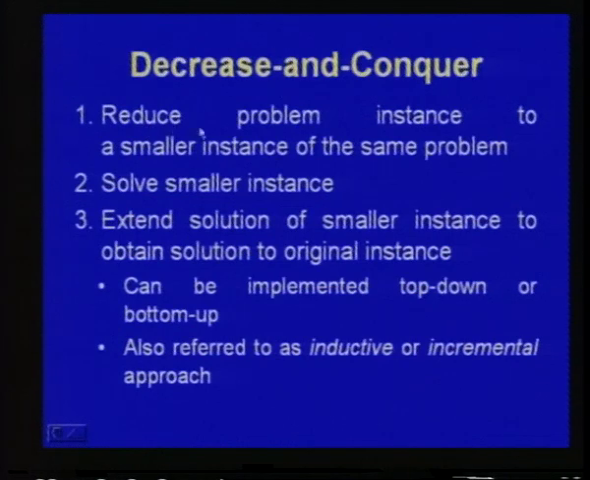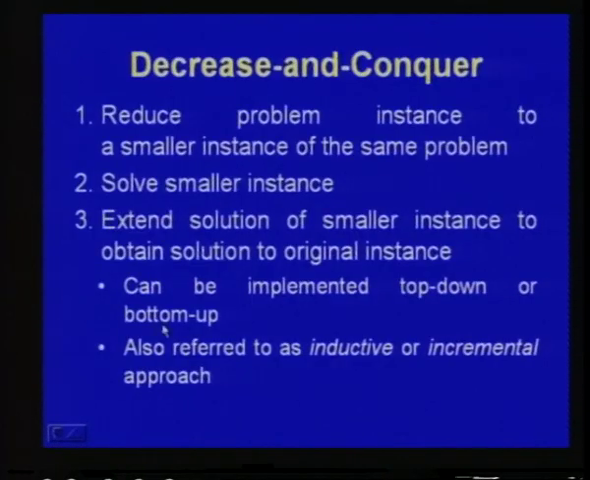So, now let us go to a more generalized case of decrease and conquer. Here what we do is we reduce the problem instance to a smaller instance of the same problem, solve the smaller instance, there we were talking about sub problems, here we are talking about instance, and extend the solution of the smaller instance to obtain the solution to the original instance. Now, this can be implemented top down or bottom up. I hope you know what you mean by top down. You can start from the original big problem and come down, divide it and come down, or you can start from smaller problems, build it up and go to the original, and that is called bottom up, the other one is top down.